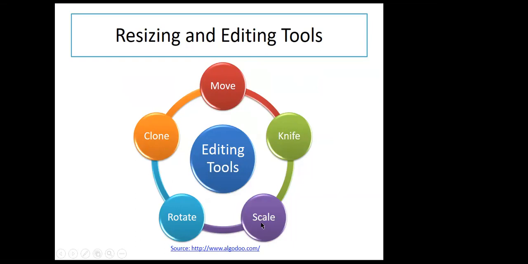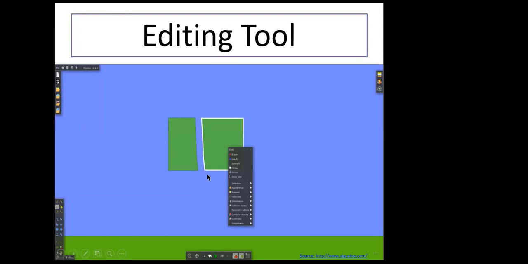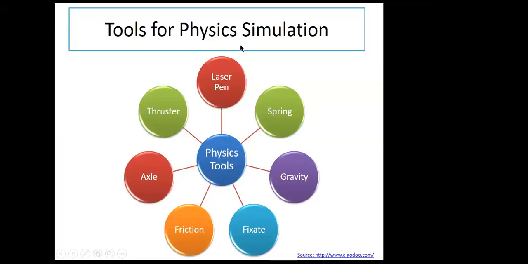If you want to rescale the object, like increase or decrease the size of the object, we can use the scale. If you want to rotate the object, and if you want to copy the object, like if I draw a circle and I want the other circle of same type, so I will use the clone tool. So using the editing tool, knife tool, I cut this box in two parts. And these are the tools which add the physics elements in the simulations, like laser pen, spring, gravity, fix it, friction, axle, and the thruster.